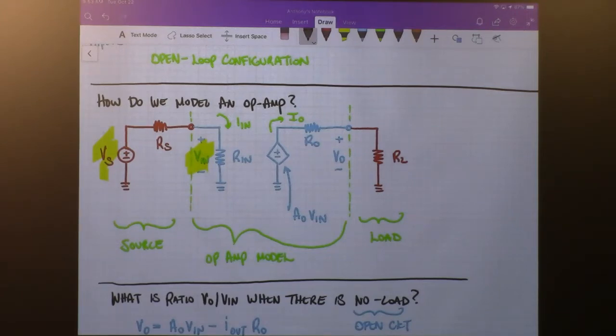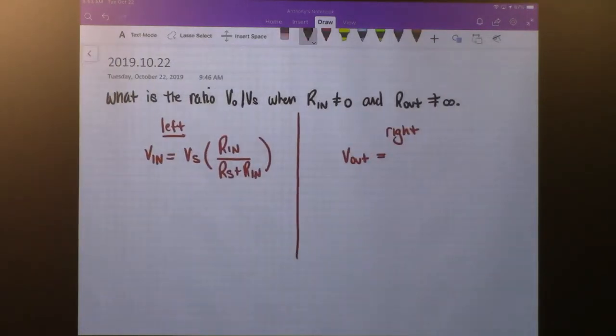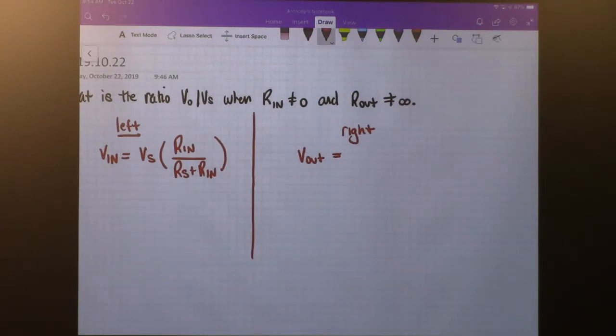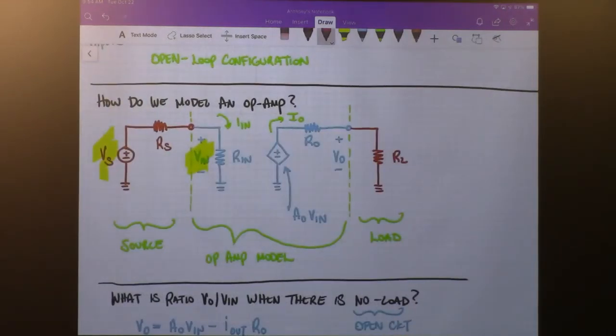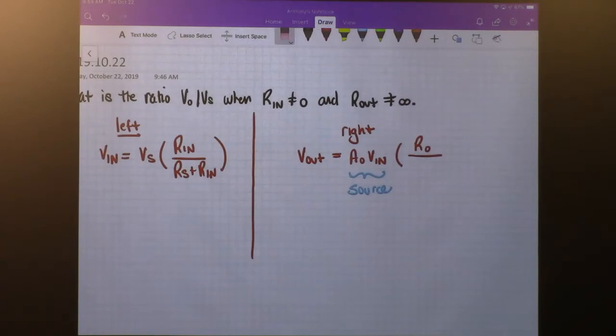So what we have is AO V in, because that's our dependent source that's provided to the voltage divider. And that'll be R, what did I call it? R out or RL? Let me look to make sure of the names. Okay, I call it RL. So this is RL over RO plus RL.